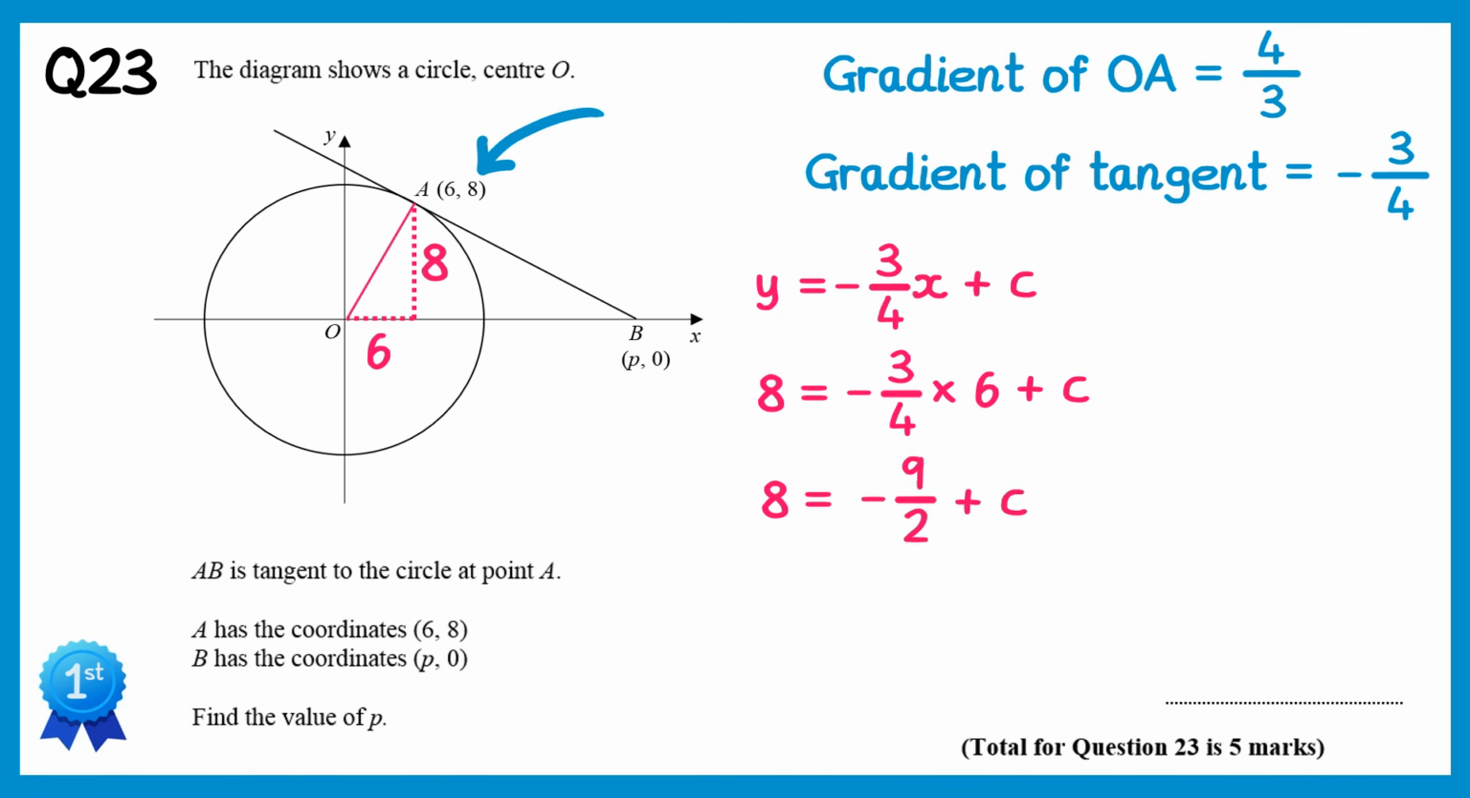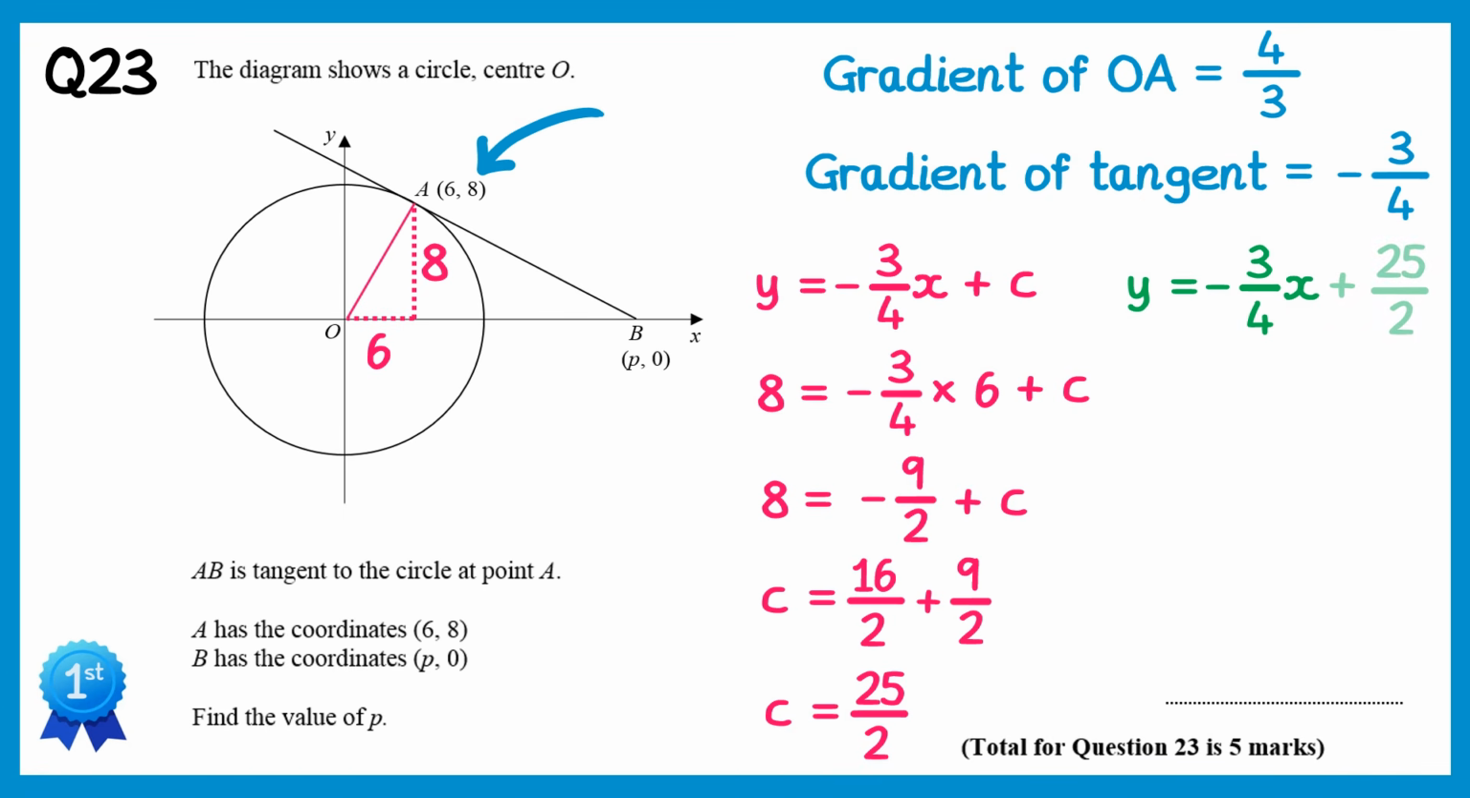If we simplify this a little bit, -3/4 times 6 is -18/4, which simplifies to -9/2, plus c. We can rearrange this to get c equals 8 plus 9/2. If we convert the 8 to 16/2, we can add these together to get 25/2. Now you have your c value, you can write out the equation of the line. It's y equals -3/4x plus 25/2.